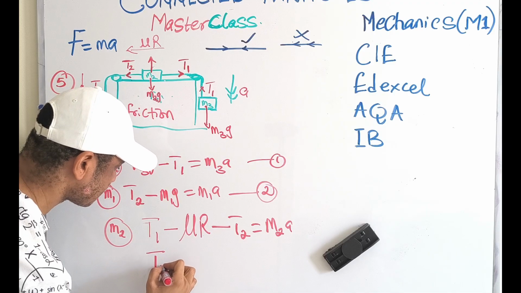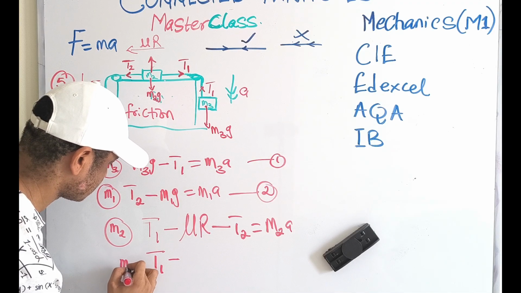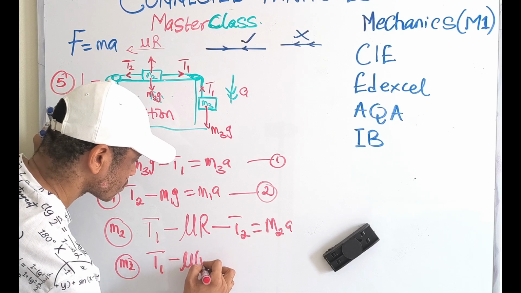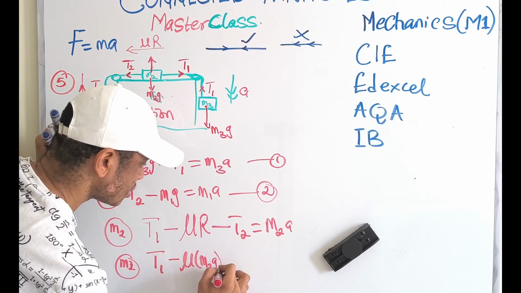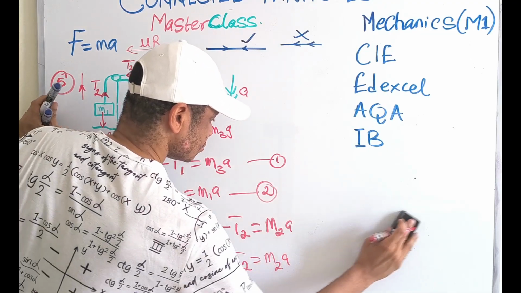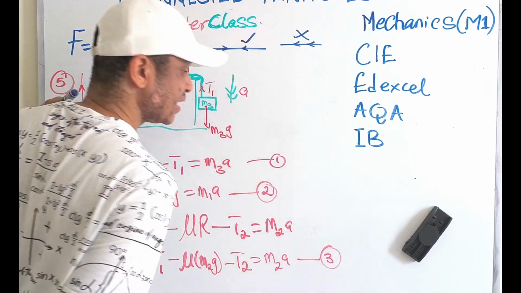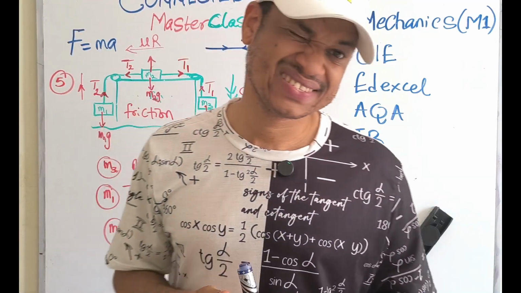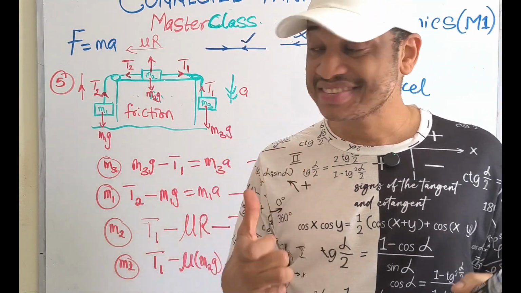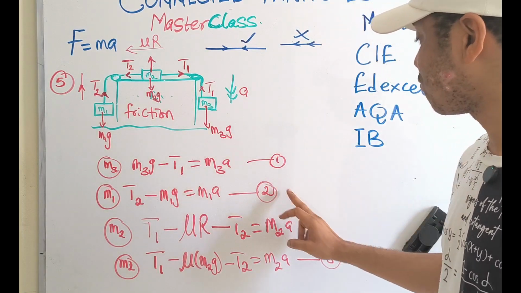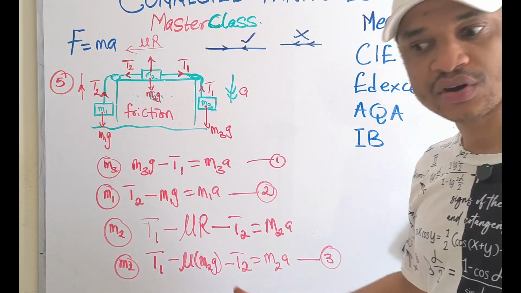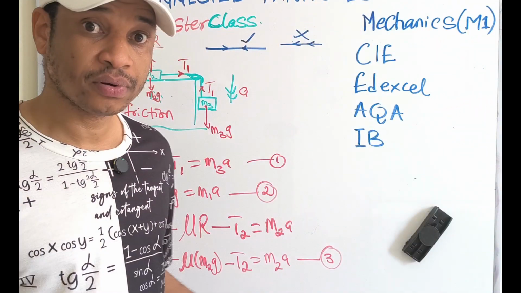And what is R? R is mu M2G minus T2 is equal to M2A. So this is my third equation. Once you understand no friction, then you just need to add mu R. So this is my equation for resolving this, or we call it drawing a free body diagram.